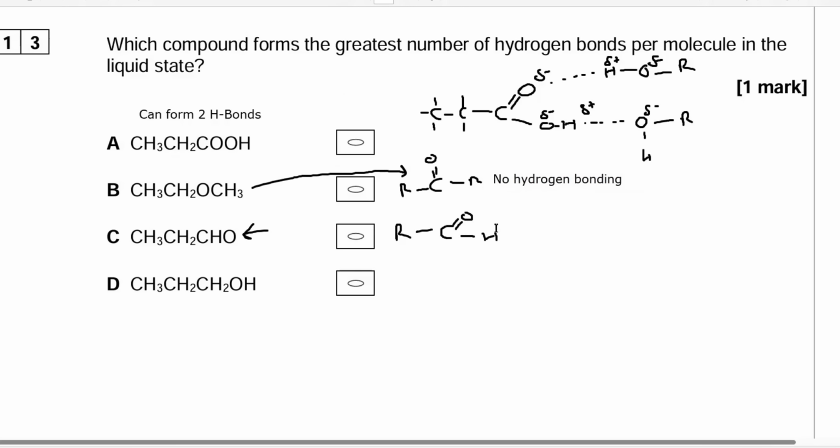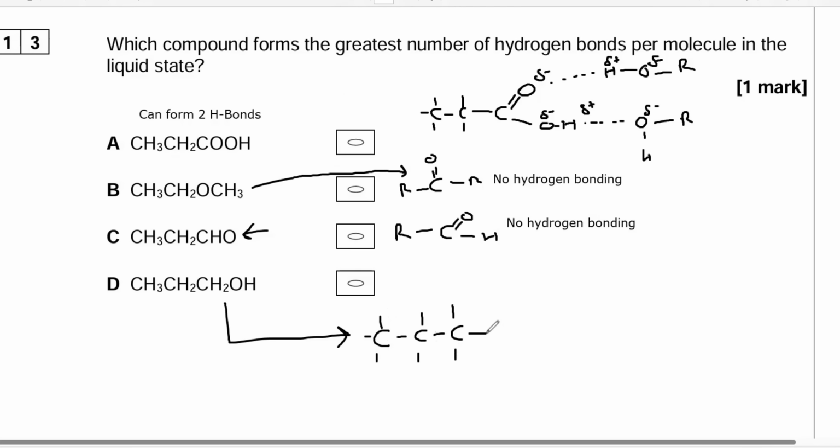Now we've got propanal. And propanal, once again, no hydrogen bonding. There's a hydrogen and an oxygen close to each other, but they're not bonded together, so they won't do hydrogen bonding. Again, this will have some sort of dipole forces in the liquid state, but it's not as strong as hydrogen bonding, so we can say A is the best answer so far.